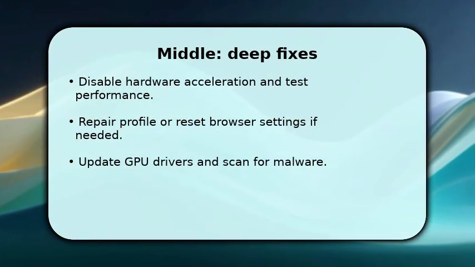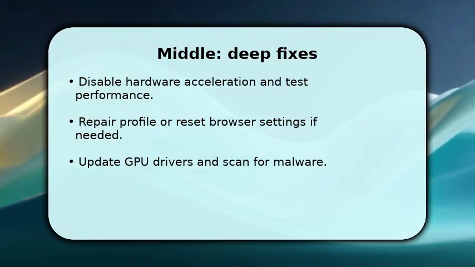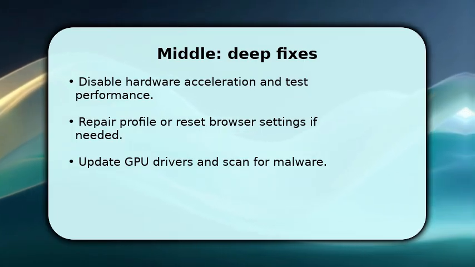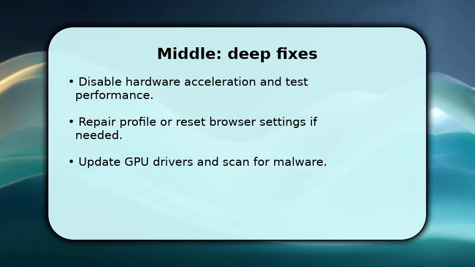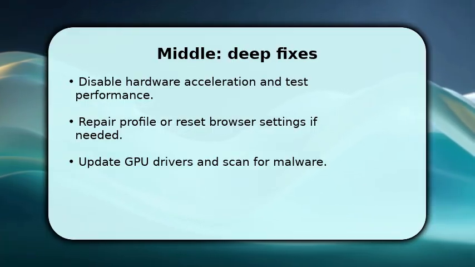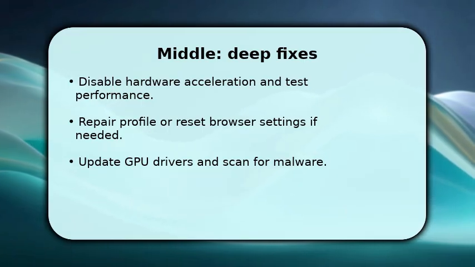Now dig deeper. Turn off hardware acceleration in settings because some GPUs and drivers cause stuttering. If disabling helps, update the GPU driver or re-enable selectively. If problems persist, repair the Edge profile or reset browser settings to remove bad flags and experimental changes, which preserves bookmarks but clears harmful tweaks.